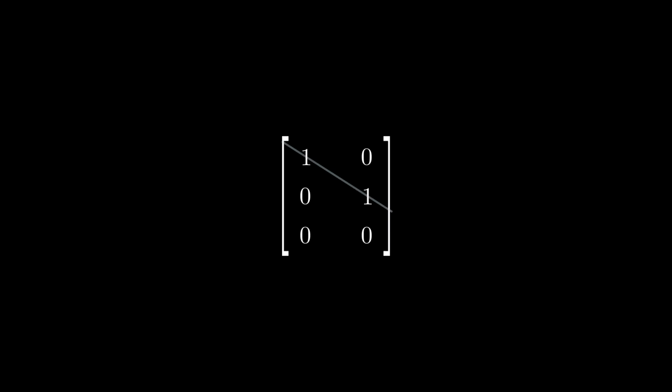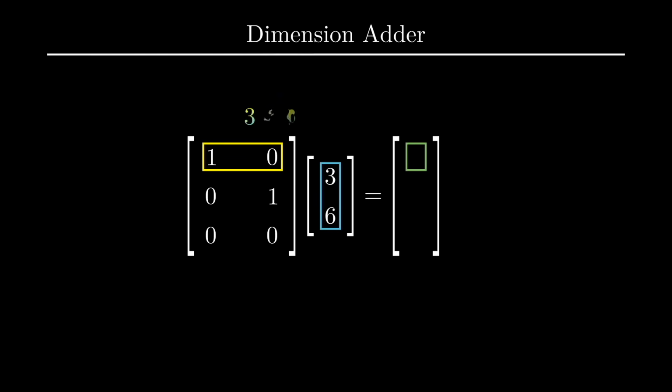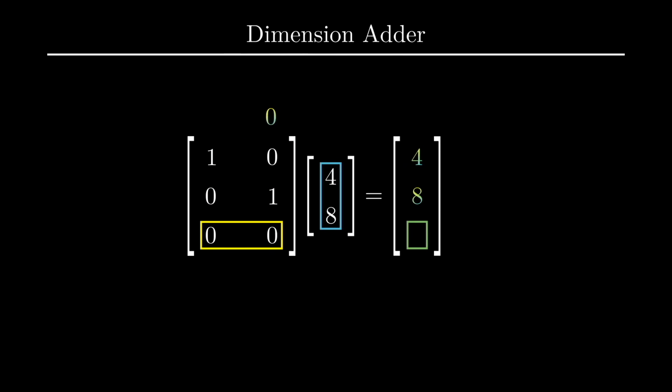We can also have something like a dimension adder. For example, this 3x2 dimension adder here basically appends 0 as a z value for whichever input R2 vector.